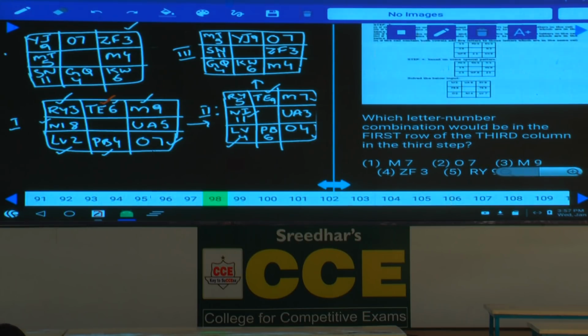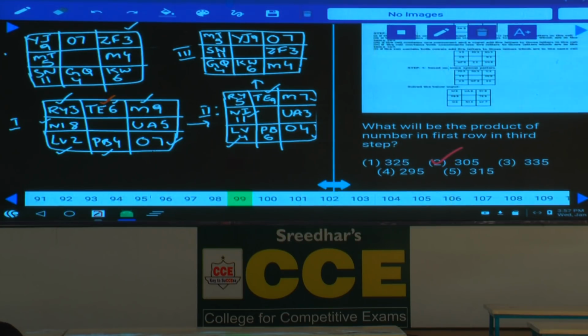Then question number 98. Which letter number combination would be in the first row of the third column in the third step? Third step, first row, third column, O7, that is choice 2.